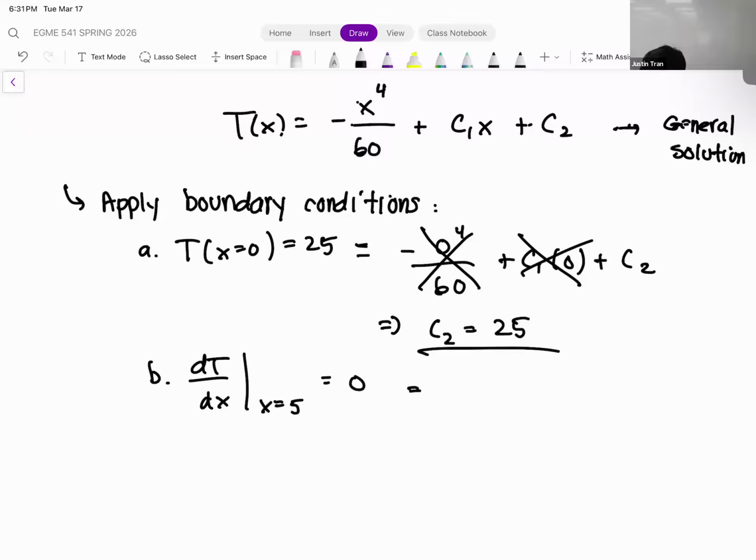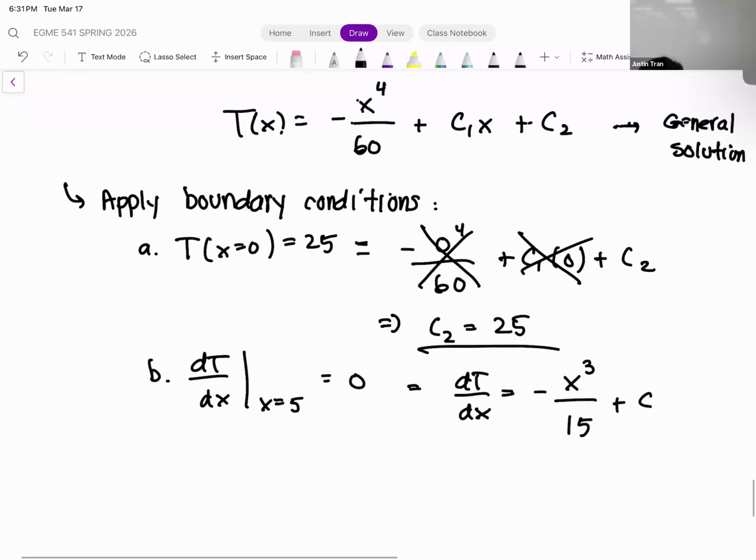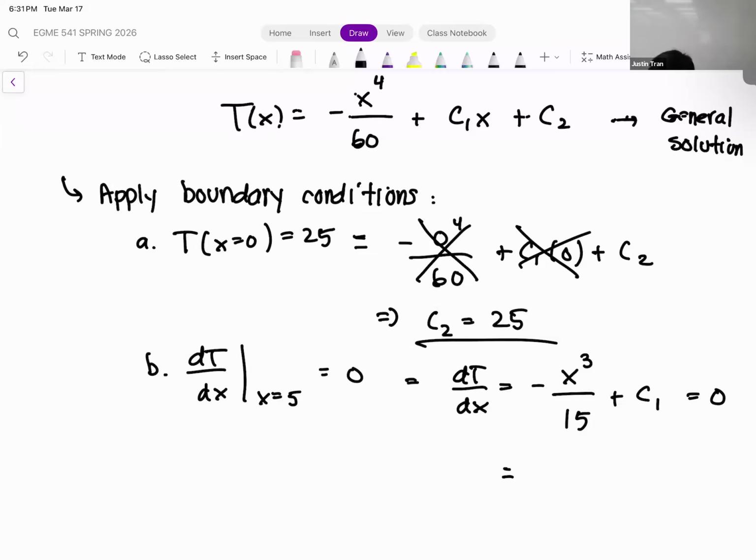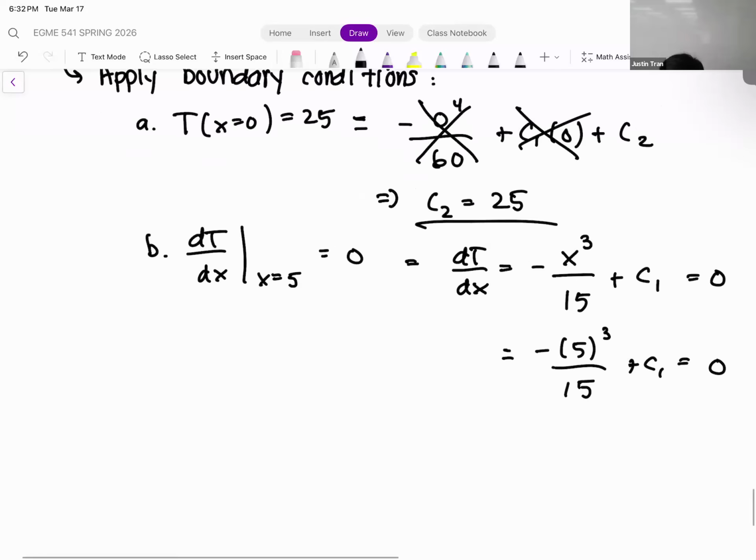All right, and so we go ahead and take the derivative. So we have dT/dx is equal to minus x cubed divided by 15 plus c1 is equal to 0. So we plug in x equal to 5, we get minus 5 cubed divided by 15 plus c1 is equal to 0. We simplify that and we get c1 is equal to 25 over 3.